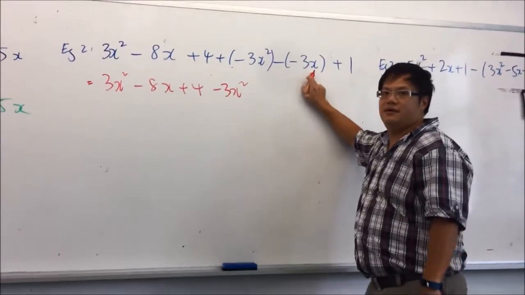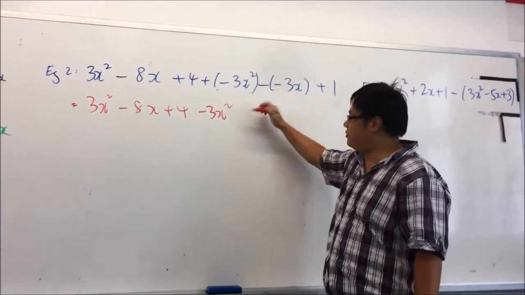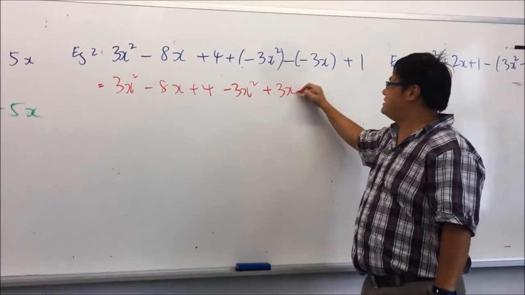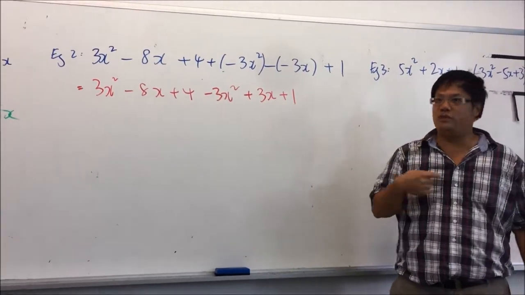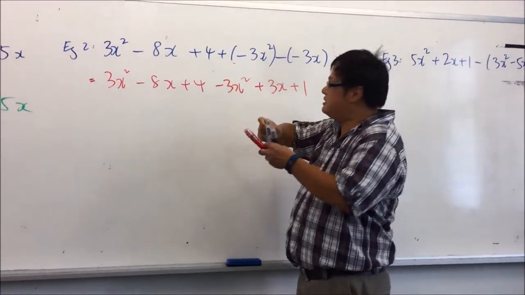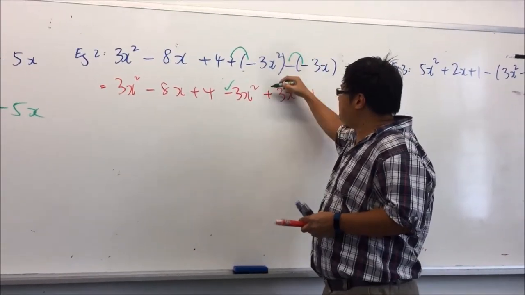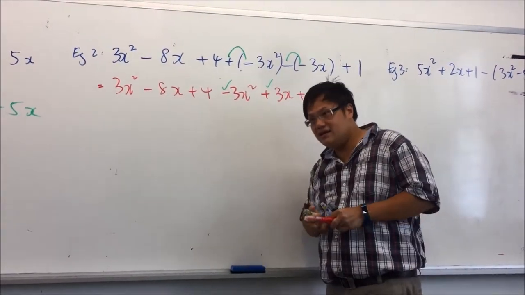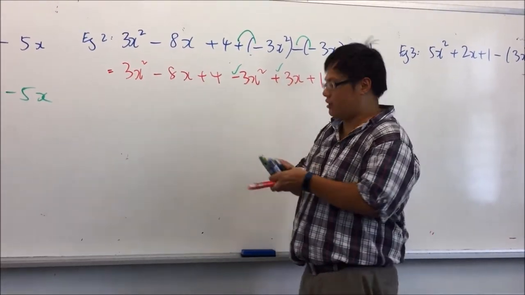Minus times minus. Plus. Very good. Plus what? Plus 3x, then plus 1. Very good. This is the first line you must be able to show me. You must be able to manage. This is what I mean by plus times minus is minus, minus times minus is plus. Okay? Do you get this or not? Okay, next, I continue.